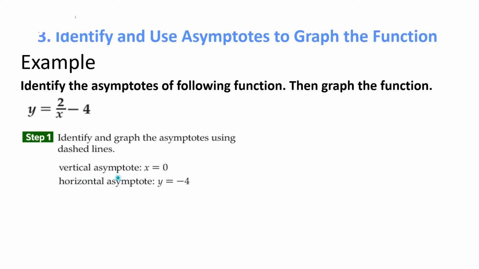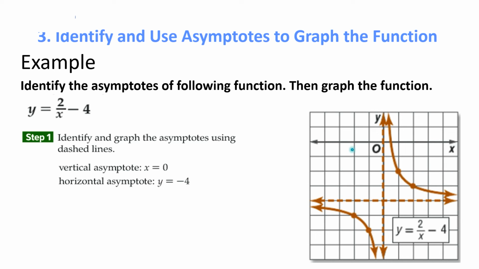Next, we have to mark these asymptotes on the graph. Here is the graph. The vertical asymptote is the y-axis and the horizontal asymptote is y equals negative 4, that is the line parallel to the x-axis.